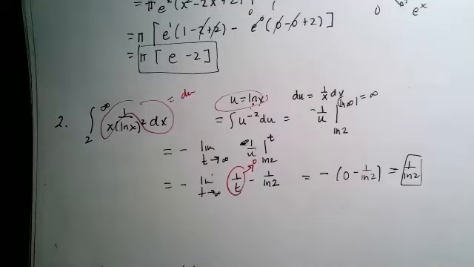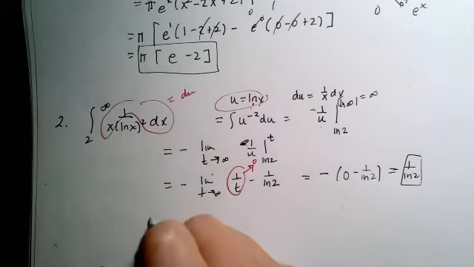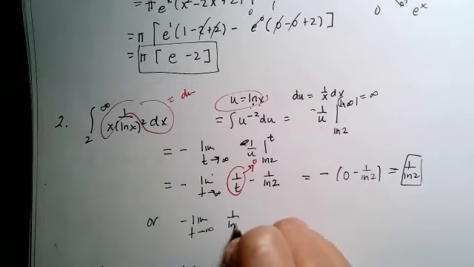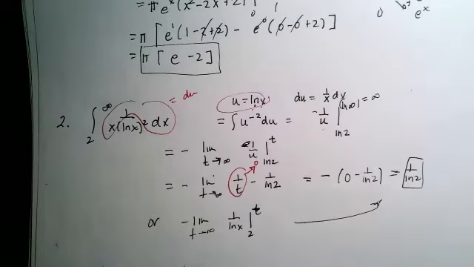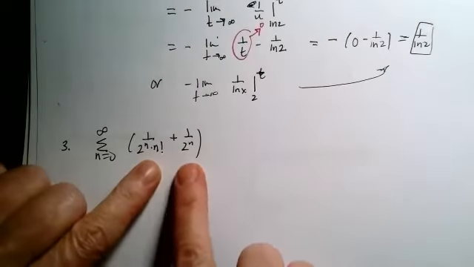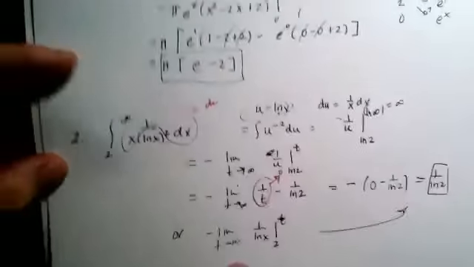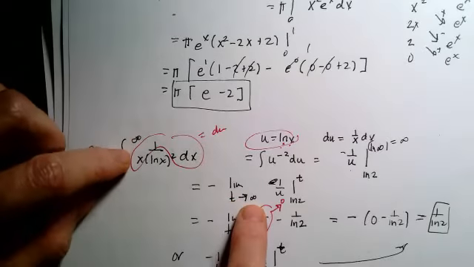So we're going to have negative 0 minus 1 over the log of 2, which is 1 over the log of 2. All right. Now, you could have switched back to 1 over the log of x. You could have made it 1 over the log of x from 2 to t. That works too. Either way gives you the same answer. Okay, who's ready for number 3? If you have an improper integral, you're going to have to introduce a new variable and take the limit.